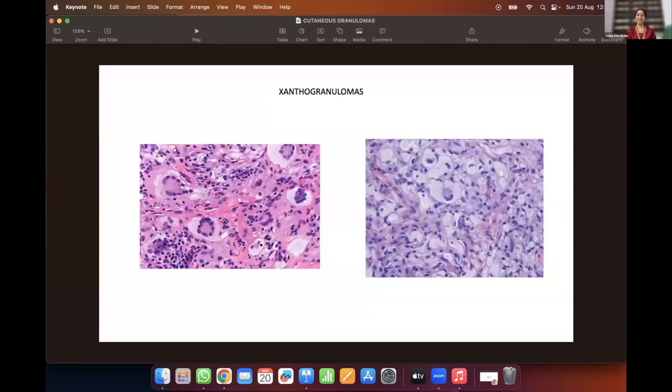Now what you're seeing here is multiple Touton giant cells and many foamy histiocytes. This is classically seen in xanthogranulomas. This does not have a differential. Whenever we see this, our diagnosis is xanthogranuloma.